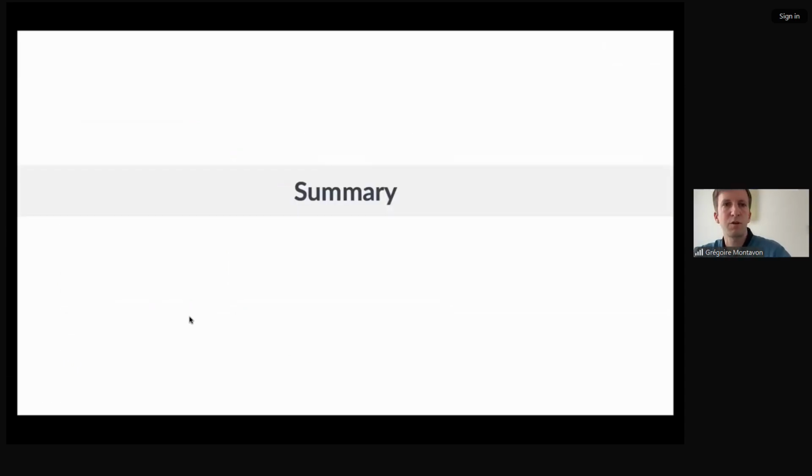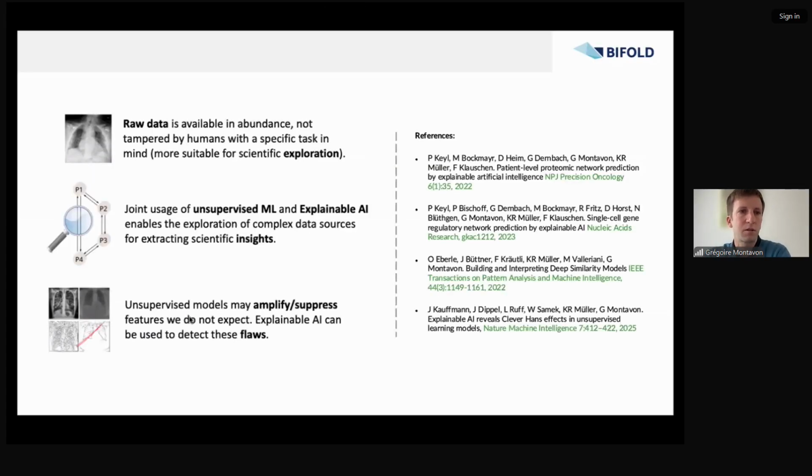So I just want to summarize briefly what I talked about in my presentation. Why do we care about raw data and not go for the classical supervised learning and supervised XAI, explainable AI, paths? It's because raw data is very often what is at our disposal. It is available in abundance. Also, if we think about scientific exploration, we don't want to put our own labels a priori, because then we are steering the process of exploration too much, and we end up confirming the hypothesis we have built in the first place.